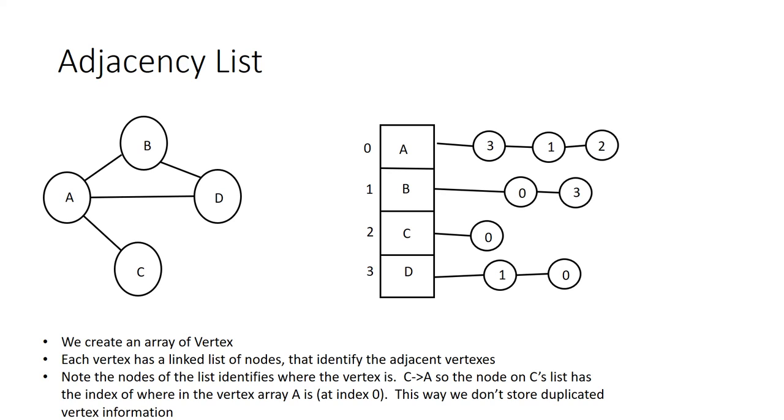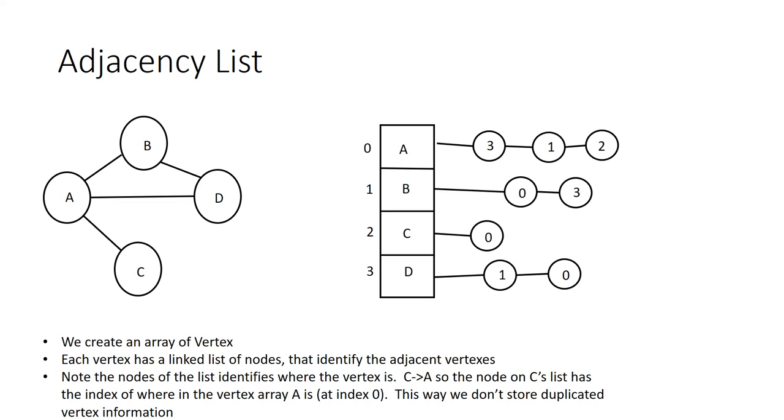And so my linked list has a node for each of those relationships. The order of these nodes doesn't matter, okay? As long as we don't lose it. So since A has 3 edges going out from it, its list will have 3 nodes. And the nodes will tell us which vertices they are.